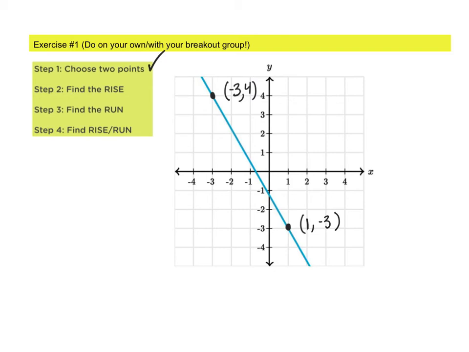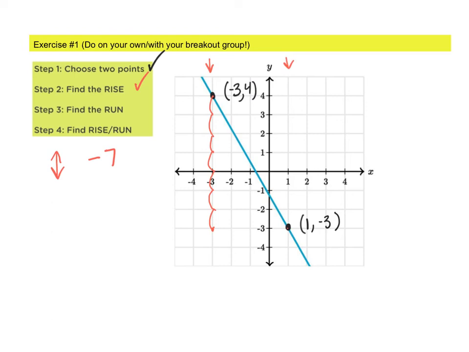Step 2, you were supposed to find the rise. So going from your left to your right, are we going up or down? Well, we're going to go down. We're going to go down 1, 2, 3, 4, 5, 6, 7, and this is the line that this is on. So we went down 7, so it's -7. Okay, done with my rise.